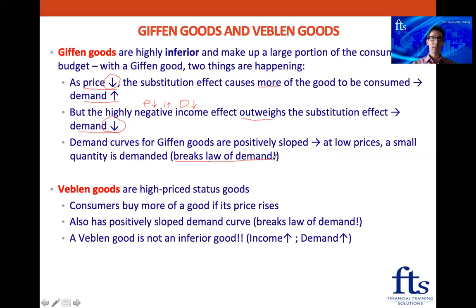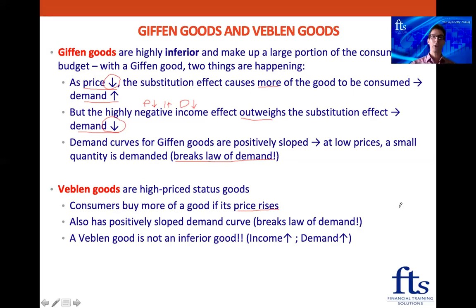And then lastly, Veblen goods. Now, these are high-priced status goods. So think of things like jewelry or luxury motor cars. Consumers buy more of these things if the price rises. So it's like a status symbol: the higher it goes, the more people want of it. So this is also going to have a positively sloped demand curve because at higher prices, more is demanded. So it's really breaking the law of demand that we're used to.